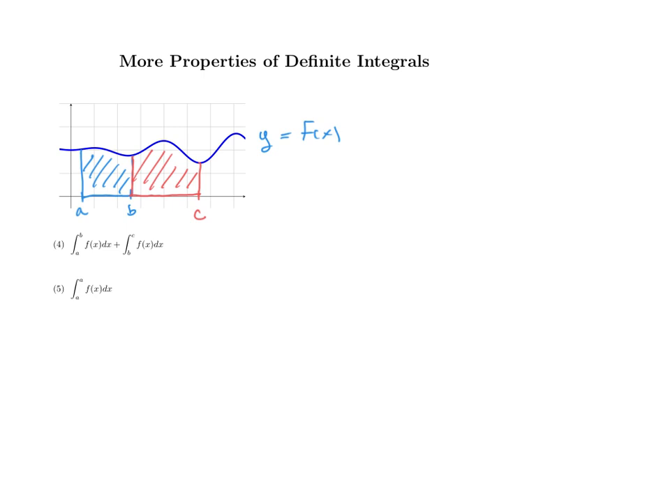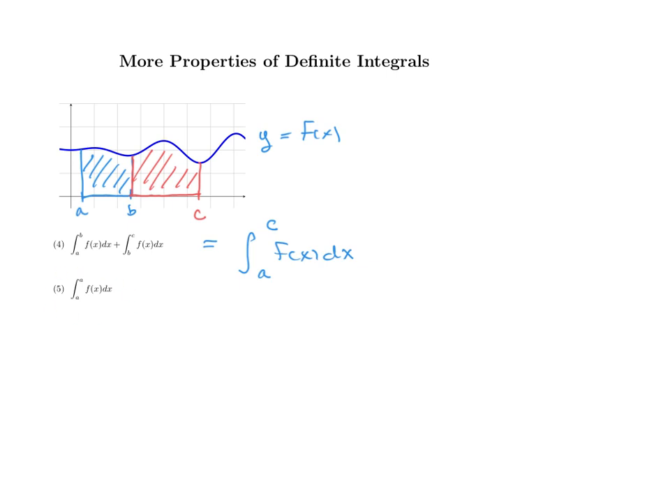Can we simplify this down into a single definite integral? And the answer is yes. If you add these two areas together, that's the same thing as looking at the area from A all the way to C. So if this upper bound matches this lower bound, we can say this is simply the integral from A to C of the function f of x dx. This only works if you're not skipping over any area.